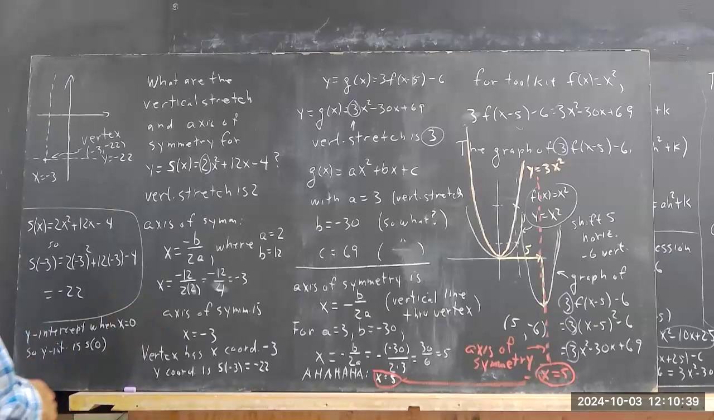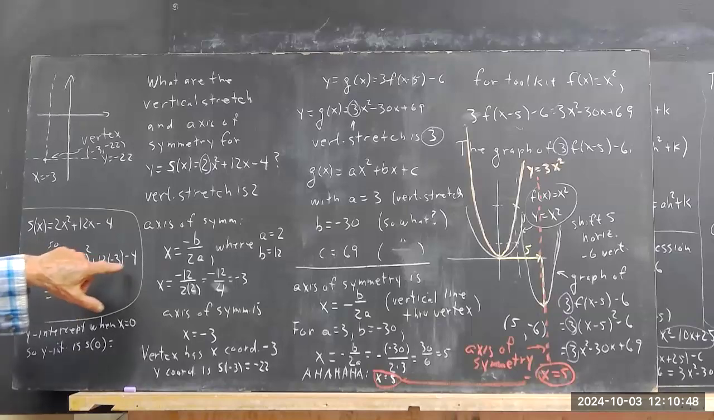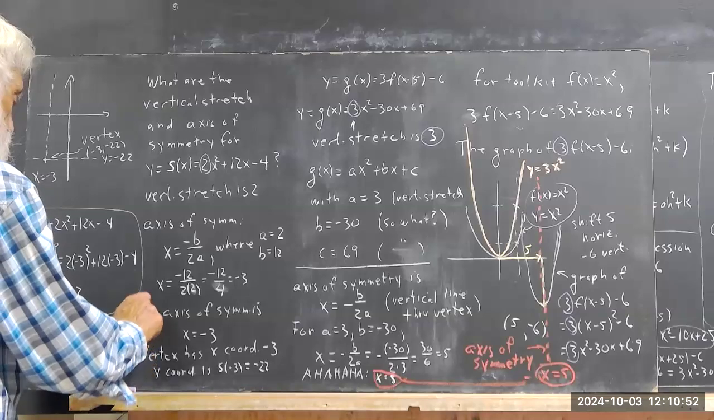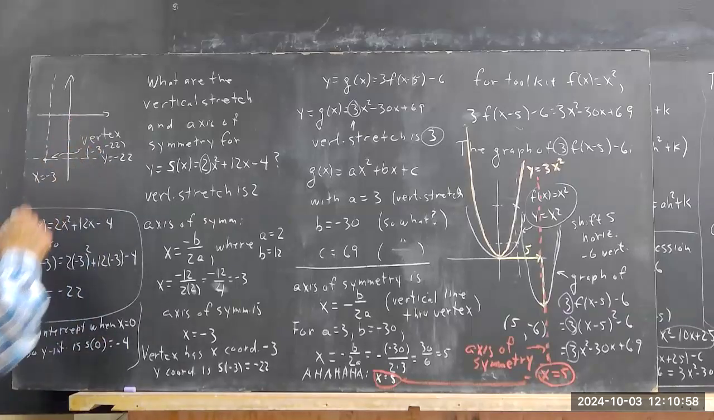The y-intercept is s of 0. Now, let's write all this out, but with 0 here. And that's going to be 0, that's going to be 0. You're going to get -4. It's generally very easy to find a y-intercept. So we have the point (0, -4).